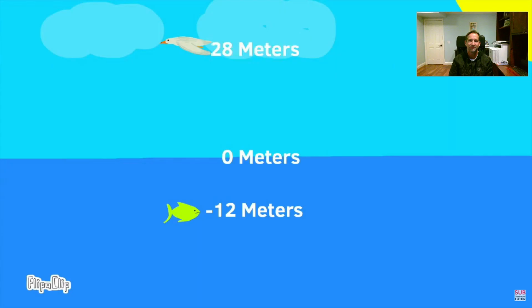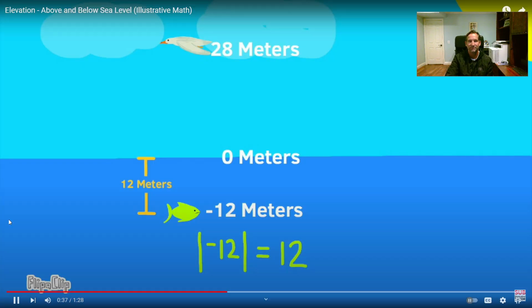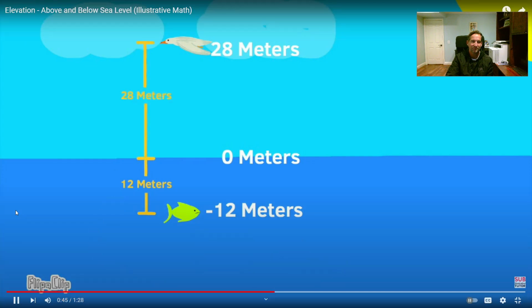The surface of the ocean or the sea is sea level, or 0 meters. The distance between the sea level and the fish is 12 meters. The absolute value of negative 12 is 12. In other words, an elevation of negative 12 is still 12 meters below sea level. The elevation of the bird is 28 meters. The distance between sea level and the bird is 28 meters.